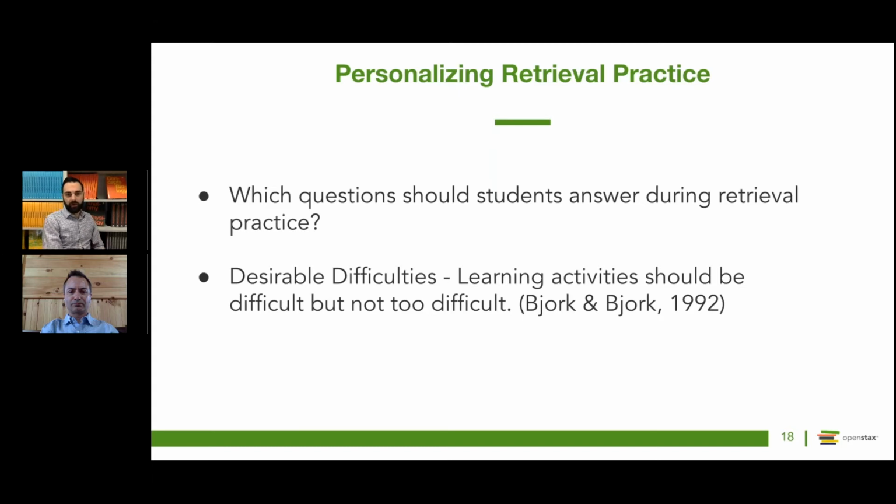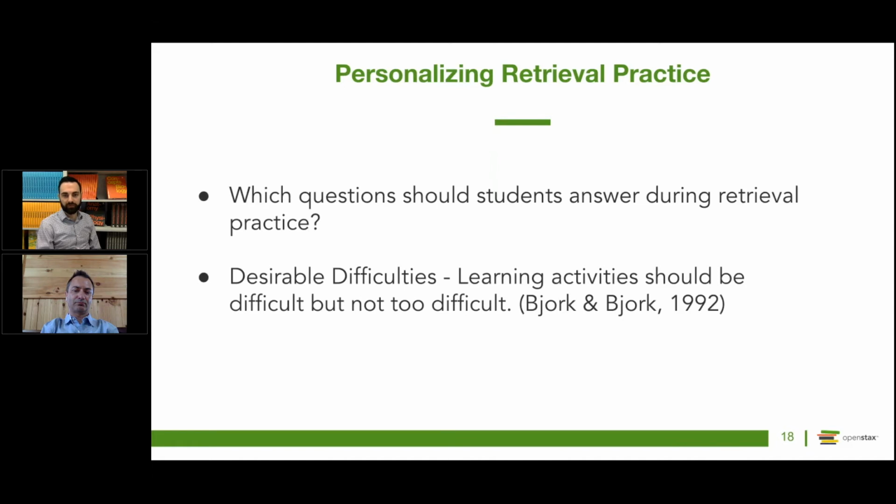So another question that we might ask is which questions should we actually give students during retrieval practice? In OpenStax Tutor, there's a huge bank of questions for each book that you'll have to choose from. Which questions should you actually give your students? From an automated perspective, we can't necessarily give all questions to every student. We need to give them only a subset of questions. So which questions should we give them? Presumably, some questions would be more effective for some students, and other questions would be more effective for other students.